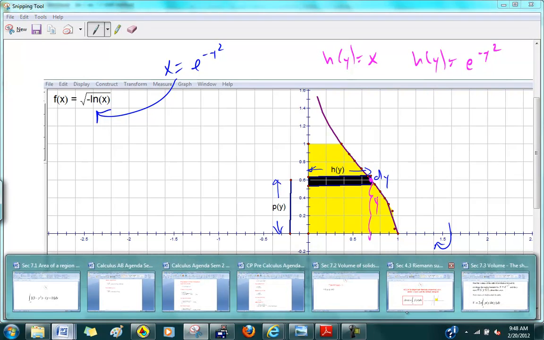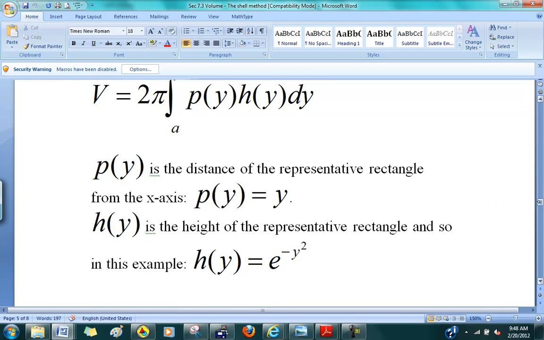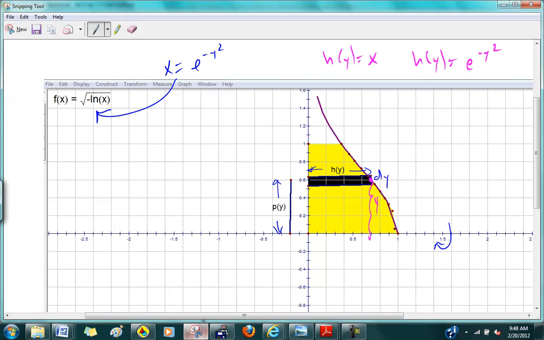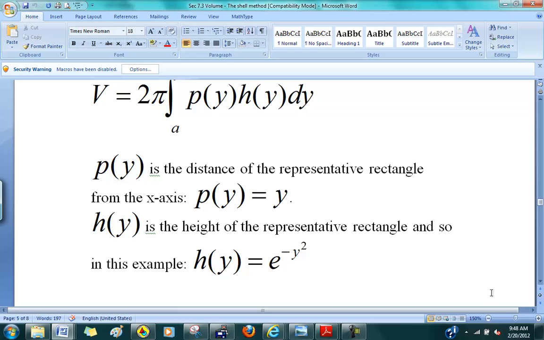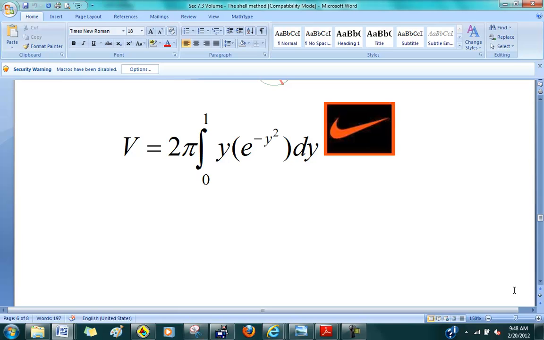So our formulation for the volume becomes this: p(y) is equal to y, and h(y) is equal to e to the minus y squared. We're almost done. Let's take a look at the limits of integration. They are going to be along the y variable, so they go from 0 to 1. So those are the limits of our integration. JDI time. You guys know how to do this integration.